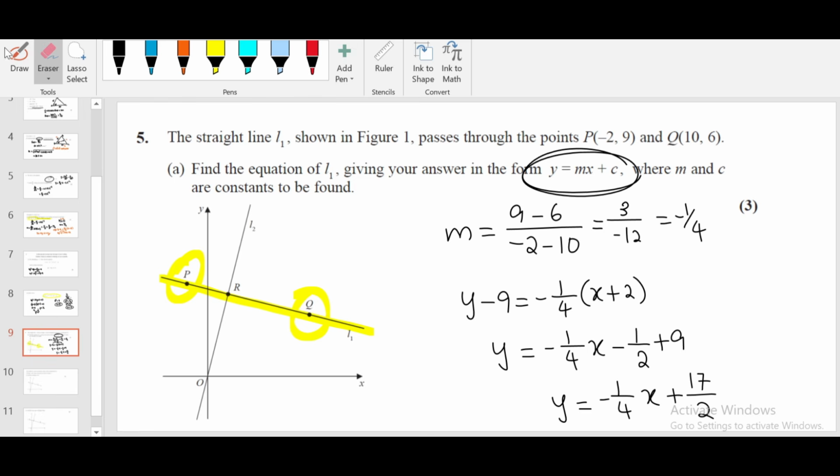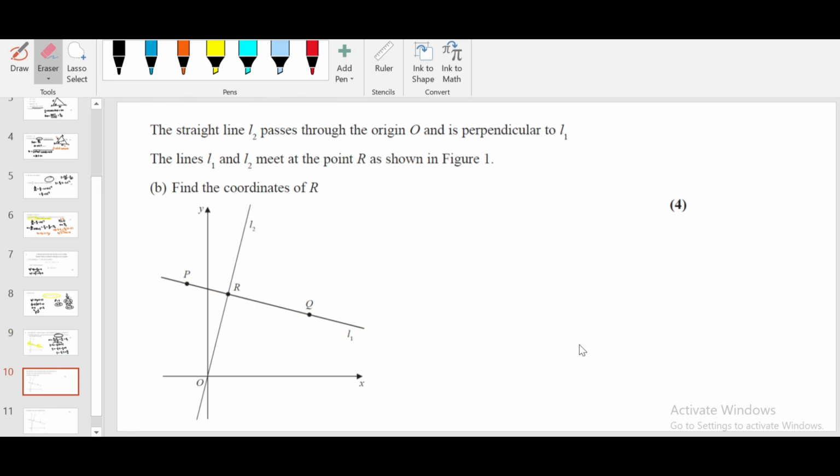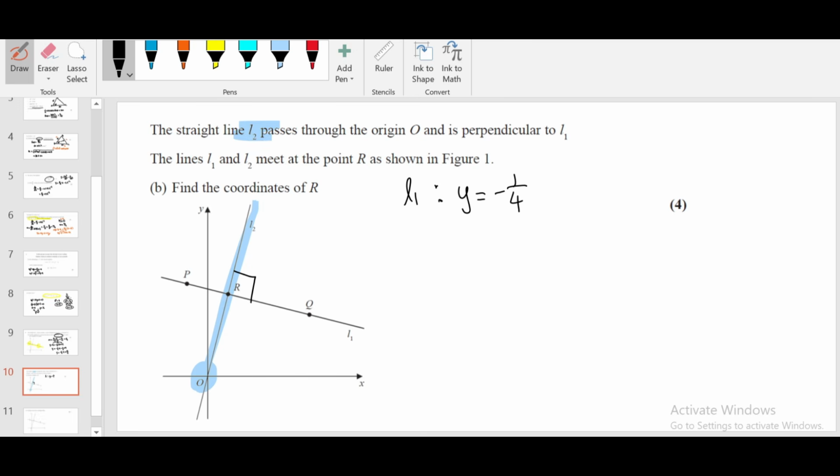Let's move on to part B now. Part B says, now they are talking about L2. L2 passes through the origin and is perpendicular to L1. They want you to find the coordinates of R. So the equation of L2 will be, the equation of L1 is y is equal to negative 1 over 4x plus 17 over 2.